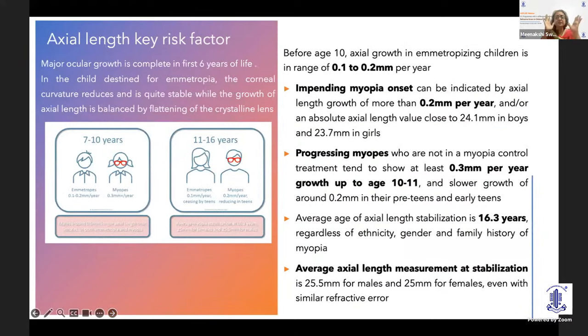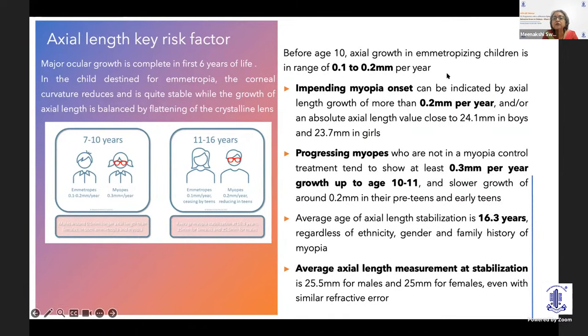So now from this, you understand that the major ocular growth is complete in the first 6 years of life. In the child destined for emmetropia, the corneal curvature reduces and is quite stable. The growth of the axial length is balanced by flattening of the crystalline lens. The cornea flattens, the lens flattens, and the growth of the axial length kind of tapers. Right? So, but what happens in myopia?